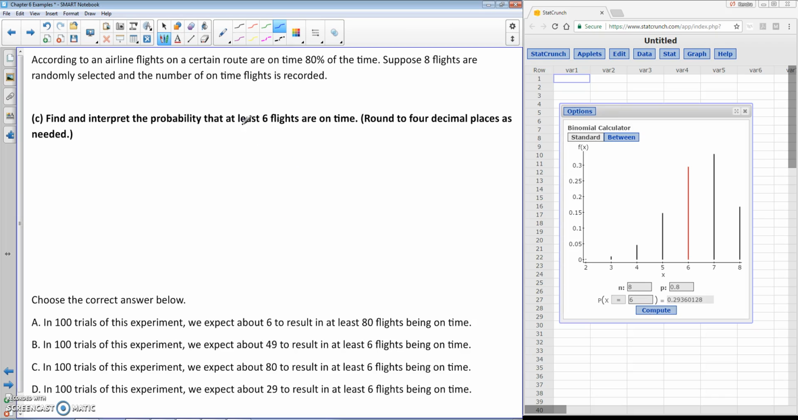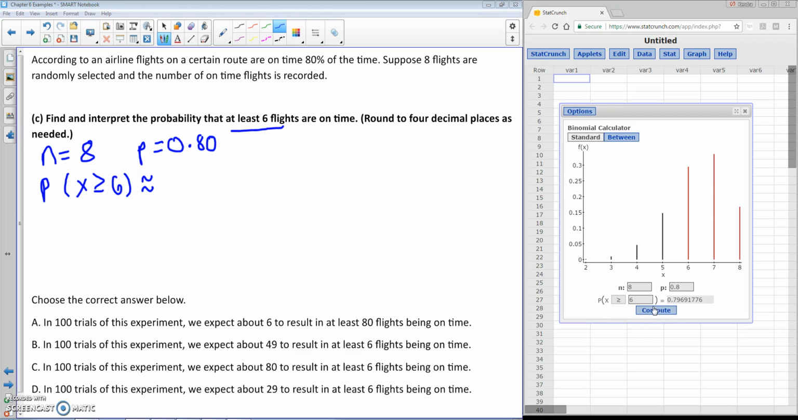So now we want to know at least 6 flights are on time. So again, our n is 8, p is 0.80, and our statement is the probability that x is greater than, so at least means greater than or equal to 6. We're just going to come into the standard calculator part of the binomial, change that to greater than or equal to, then hit compute. So this is approximately 0.7969.